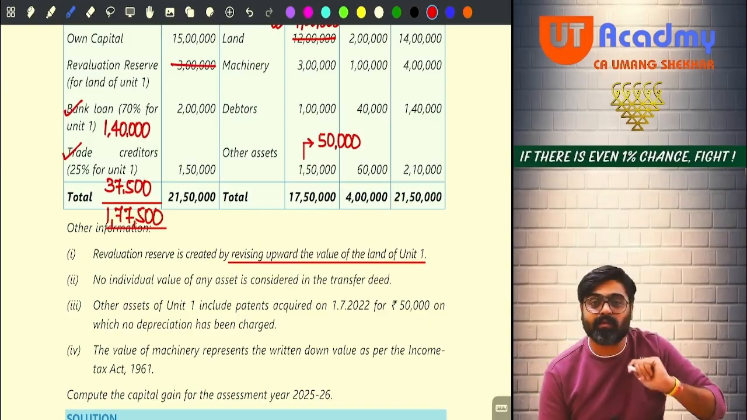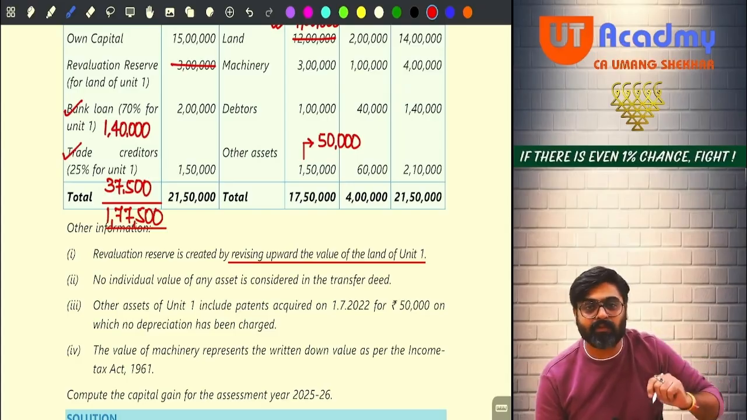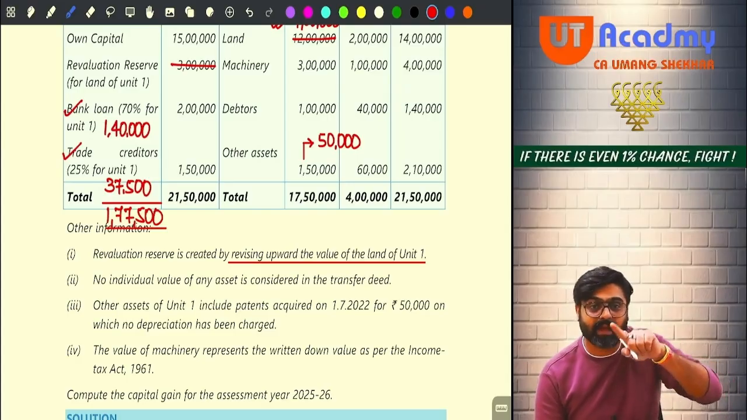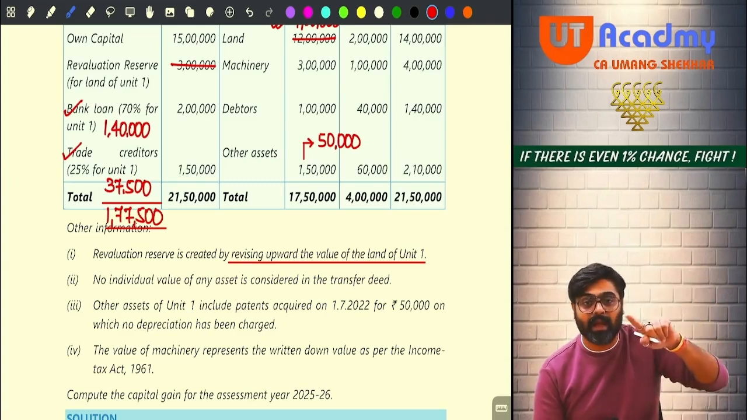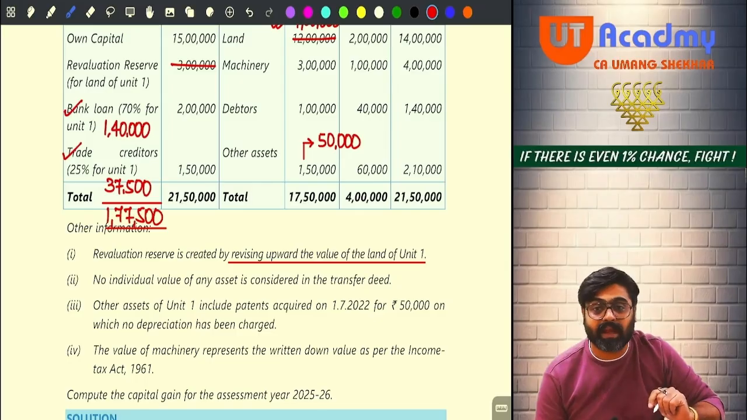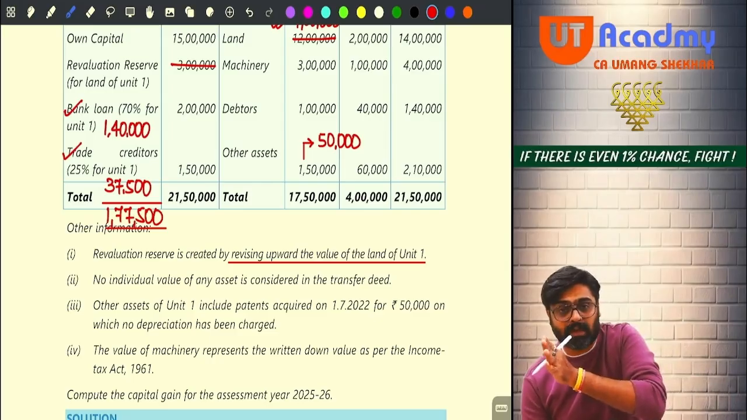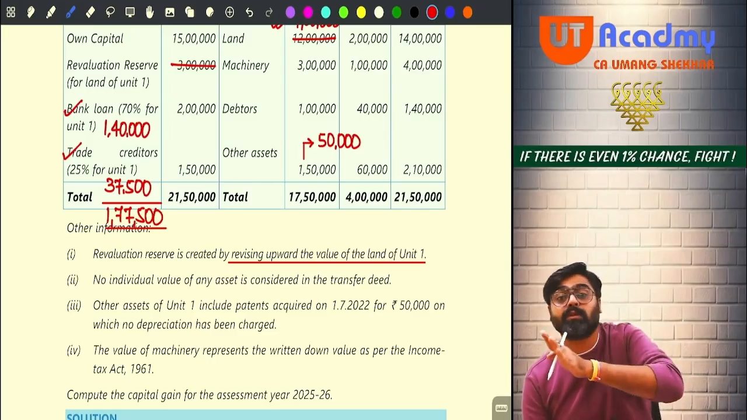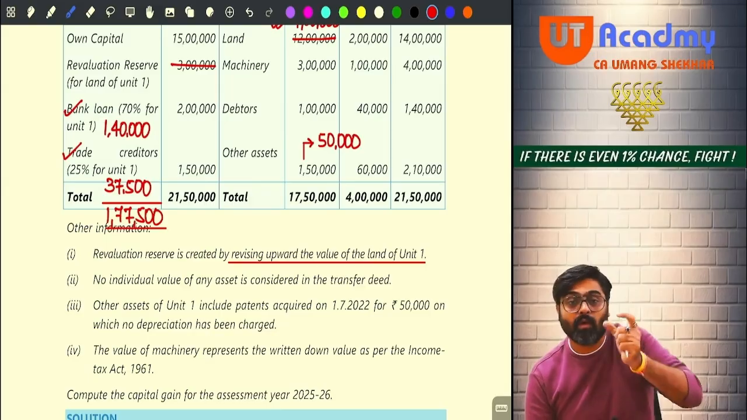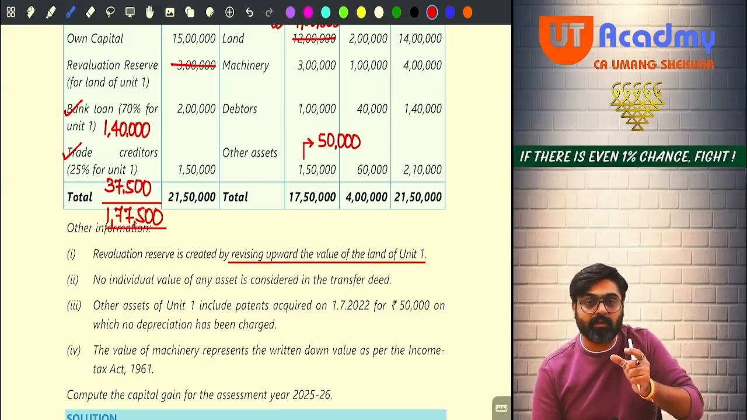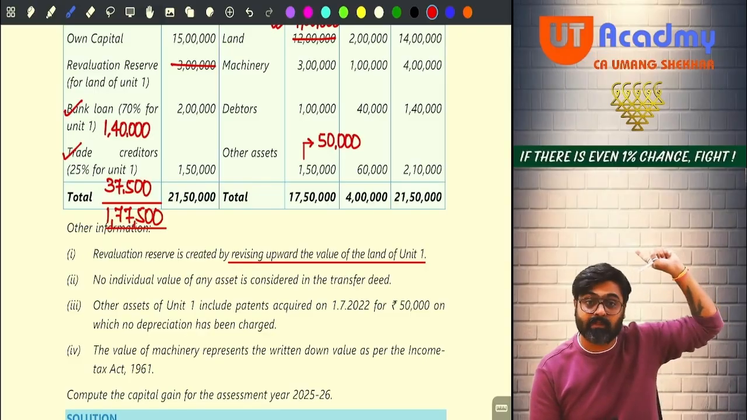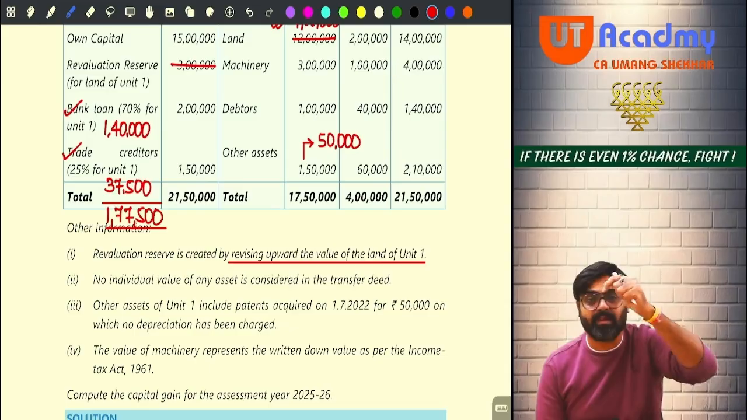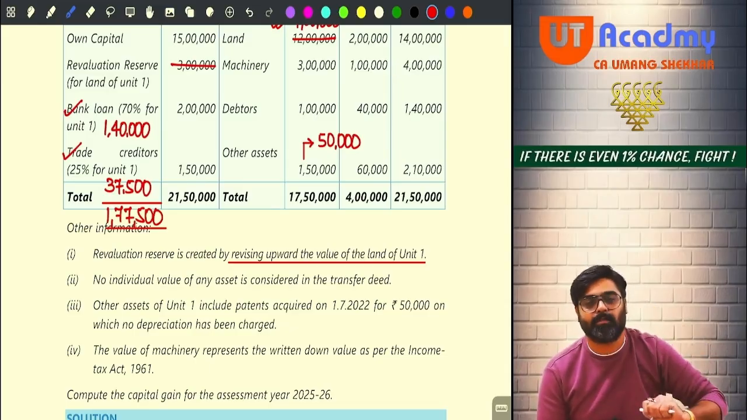And its WDV for income tax purpose is not 50,000. What I would have done, I would have taken the first year depreciation in 22-23 out of this, and I would have also taken the second year depreciation for 23-24. And immediately before the slump sale, immediately before 1st April 2024, what will be the WDV? The WDV will be 50,000 minus the depreciation for these 2 years. That will be the WDV for income tax purpose, which I have to take for this patent.